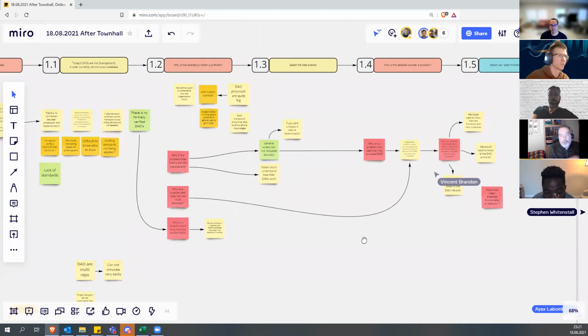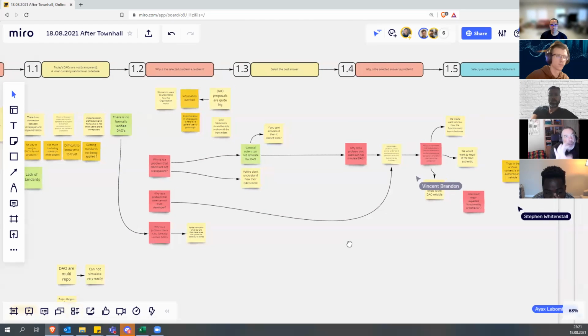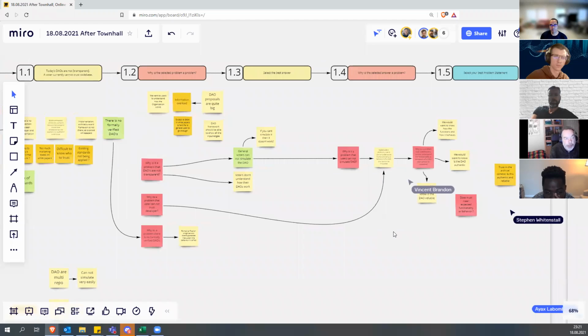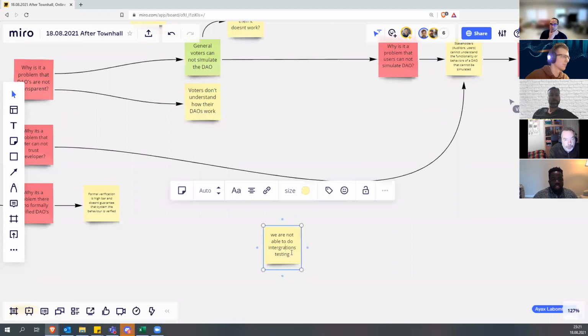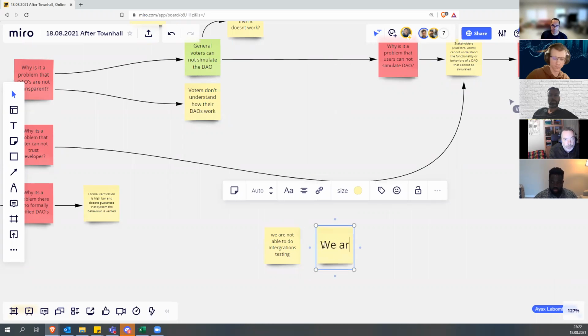But can we put that into a problem statement? Like, we're not able to do integration testing, essentially, because that's what CI is. We're not able to, and put it in even more explicit terms, we're not able to do end-to-end testing of a DAO. That's good. We are not able to do end-to-end testing of the DAO, and the framework enables that in a very easy way. Yeah, and that's a problem, and that's much more plain English.